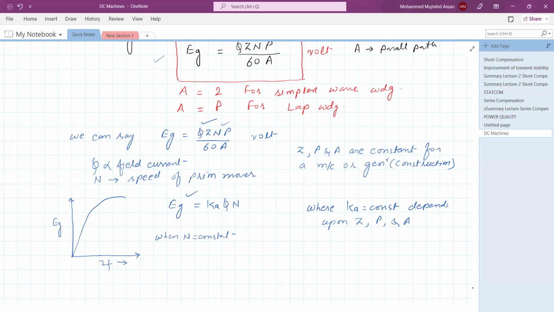In the next lecture, we will continue with the same topic, but we will take an example of the EMF generated by the DC generator and the number of poles, and find what would be the required flux for the particular EMF induced in the DC generator.